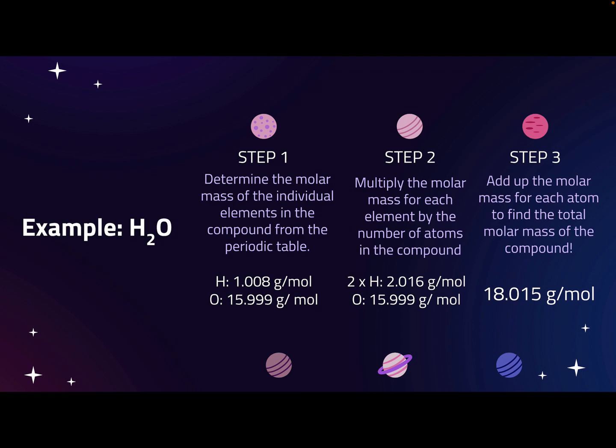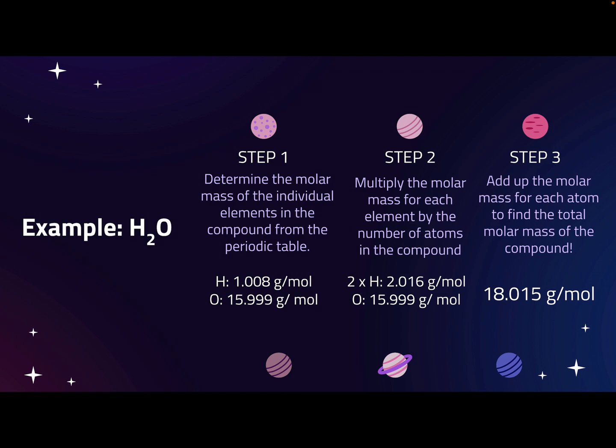Step 2 is to figure out how many atoms you have inside that compound. For water, I have 2 hydrogens and 1 oxygen. So I'm going to take the molar mass for hydrogen, 1.008, and multiply it by 2. This tells me that the weight of hydrogens in that molecule is 2.016 grams per mole. Same thing for oxygen, I just multiply it by 1, so I keep the exact same thing. Step 3 is you add them all up to find the total molar mass for the compound. When I do that, you would get 18.015 grams.